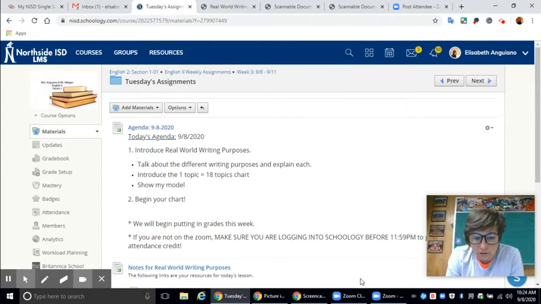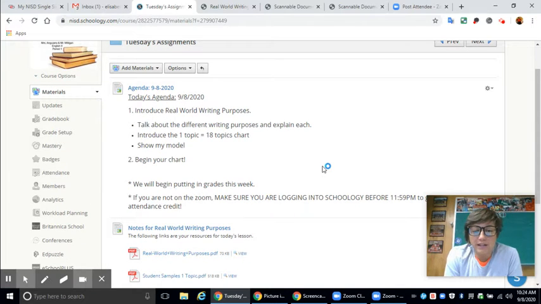Today is Tuesday, and I'm going to briefly walk you through what we are going to be doing today. We are going to be introducing real-world writing purposes. We're going to talk about the different purposes, and I'm going to briefly explain each one. I'm going to introduce you to this model that we use in class, called the one topic equals 18 topics chart. I'm going to show you my model and some student examples, and then you are going to begin your own.